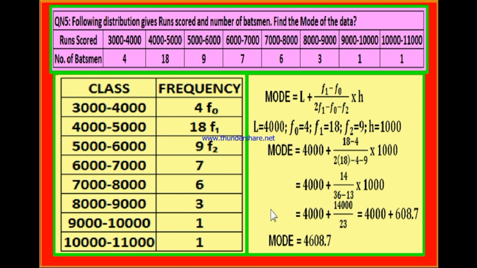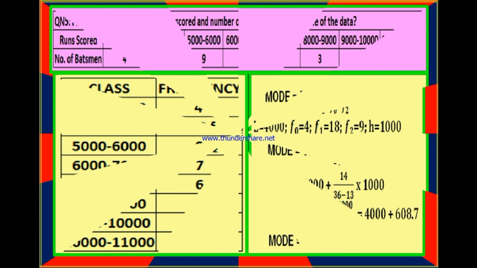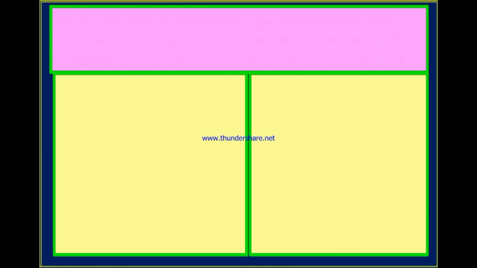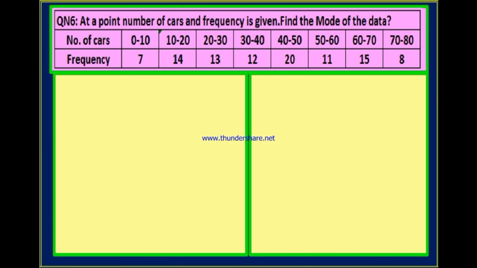Very good. Now, dear children, let us solve the next question, that is question number 6. Here is the question number 6. At a point, number of cars and the frequency is given. Find the mode of the data. I shall repeat. At a point, the number of cars and the frequency is given. Find the mode of the data.